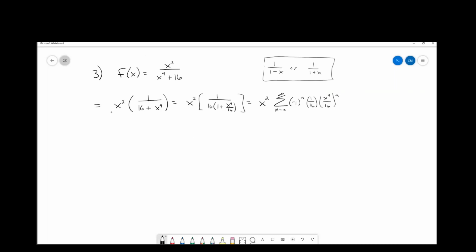So let's clean that up a little bit. That's going to be x squared times -1 to the n. I'm going to write 16 as 2 to the 4th power, so 1 over 2 to the 4th power, and x to the 4n. And then 1 over 16 to the n. Even better, let's write that as 1 over 2 to the 4th to the n power. So really that's going to be 2 to the 4n.